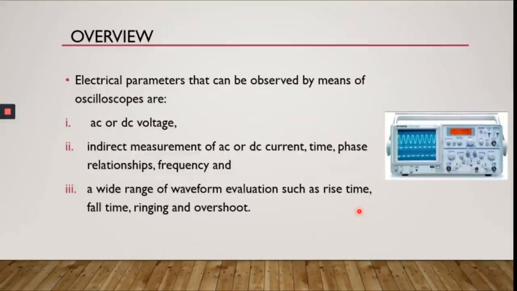So these are the common uses of an oscilloscope, what it can measure. The oscilloscope can measure directly the AC and DC voltages, but it can also measure indirectly these elements here: the AC or DC current, the time of the signal, the phase relationship between two or more signals, the frequency, and also it can be used to perform evaluation of the signal in terms of its rise time, fall time, ringing, and overshoot. These terms we will see later on.